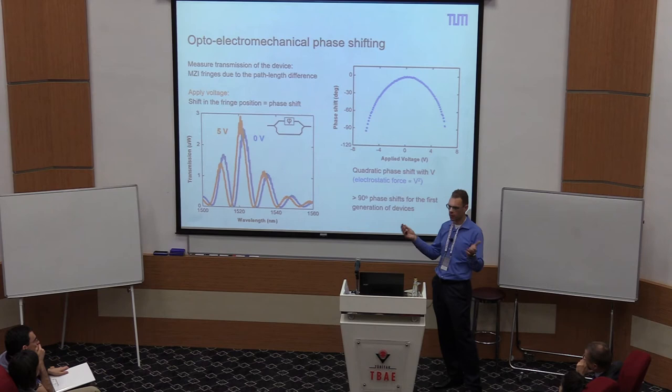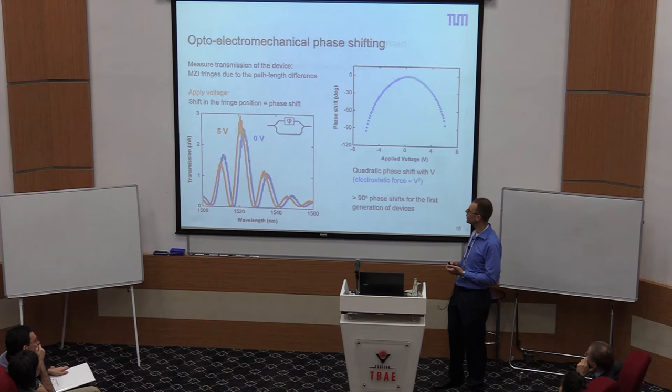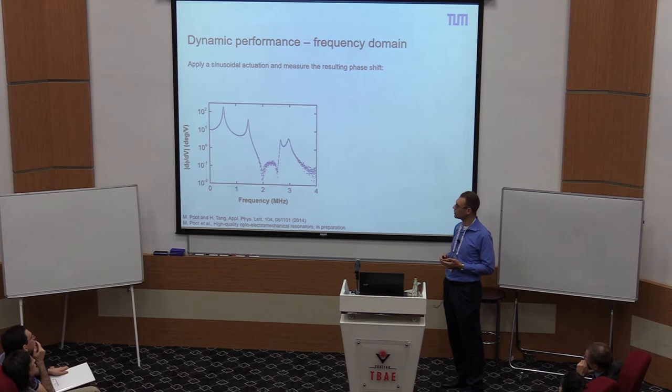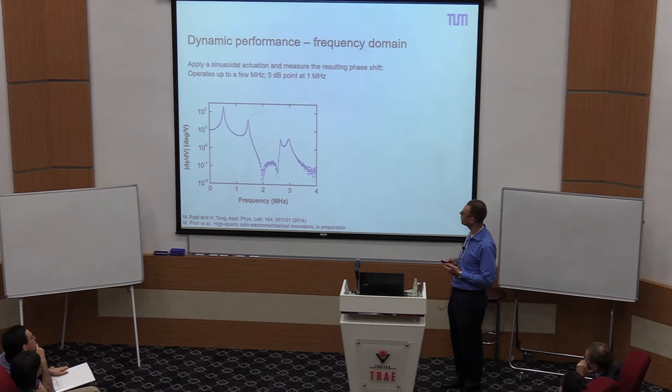So what do we learn if we look at the dynamic performance of these devices? For that, we don't apply just a static voltage. No, we also apply a sinusoidal actuation and measure the resulting phase shift. So that is then shown in this plot here. So we see that the device operates to a few megahertz. The 3 dB point is around 1 megahertz over here. And actually, we've shown that we could use this device to make microsecond pulses, which is, of course, also very interesting if you want to do fast actuation, feed forward, feed backward, and so on.